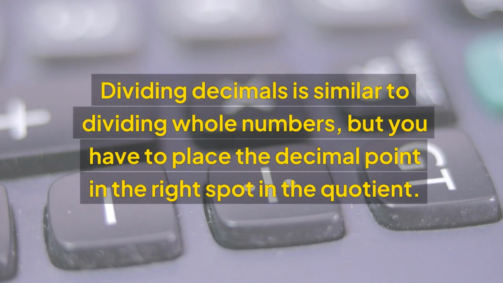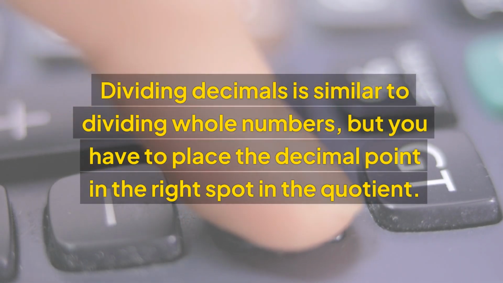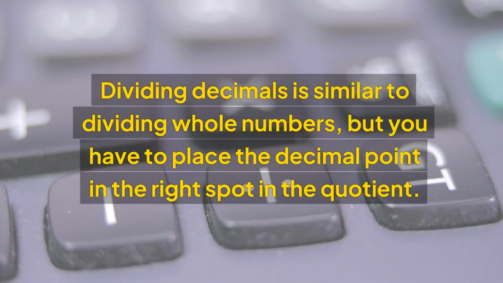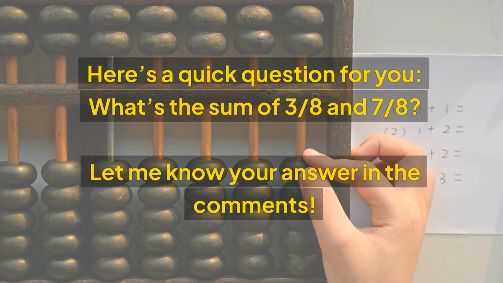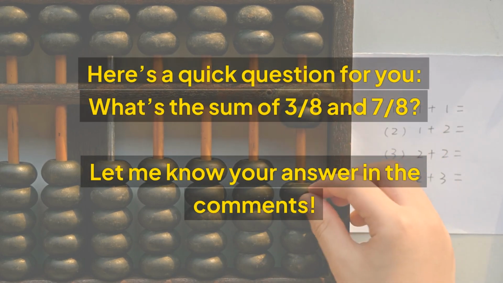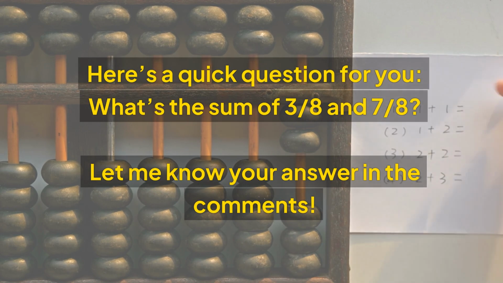Dividing decimals is similar to dividing whole numbers, but you have to place the decimal point in the right spot in the quotient. Here's a quick question for you. What's the sum of 3/8 and 7/8? Let me know your answer in the comments.